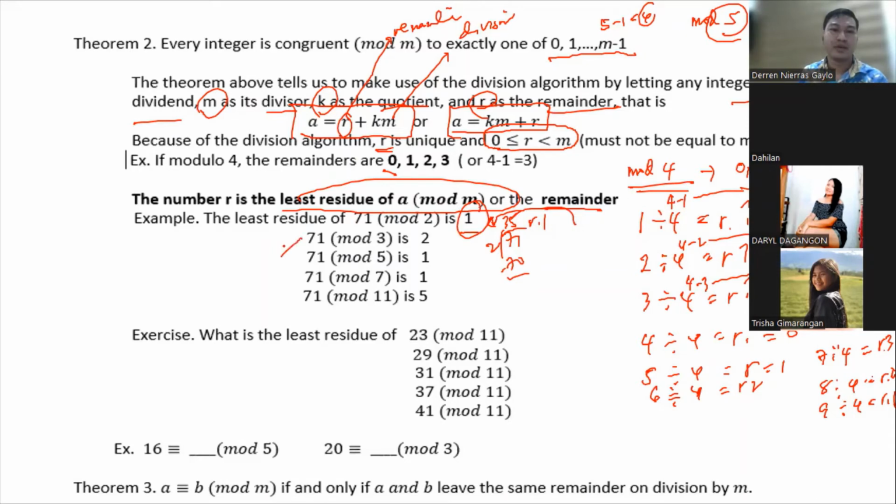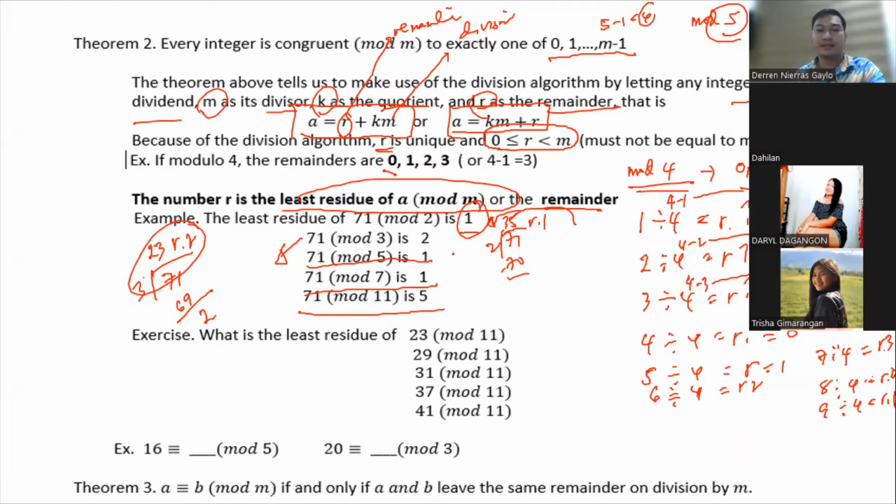How about 71 modulo 3? It is 2, because 71 divided by 3 is 23, since 23 times 3 is 69, so you get a remainder of 2. And so on. So 71 divided by 5 is 14, remainder 1. 71 divided by 7 is remainder 1. And 71 divided by 11 is remainder 5.